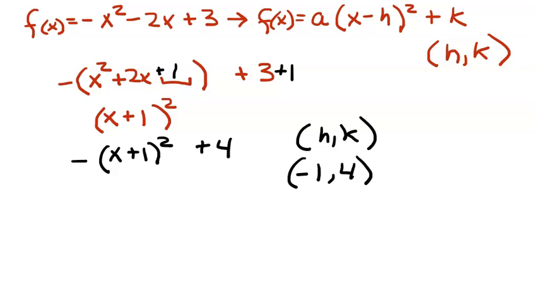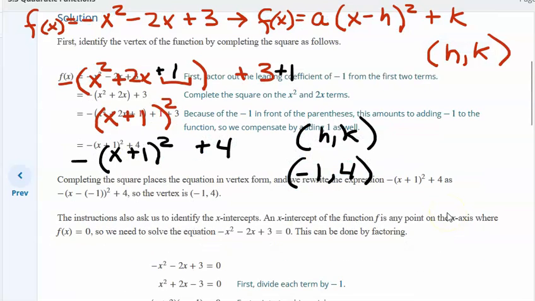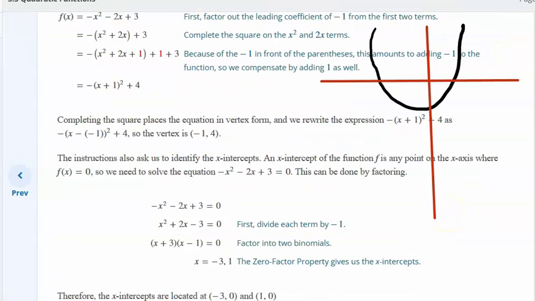Now let's go to the screen and see what they're showing us here. Yep, right there. Our vertex is -1, 4. It's in this form. Now, they're going to ask us to find the x-intercepts. This is often said to find the zeros.